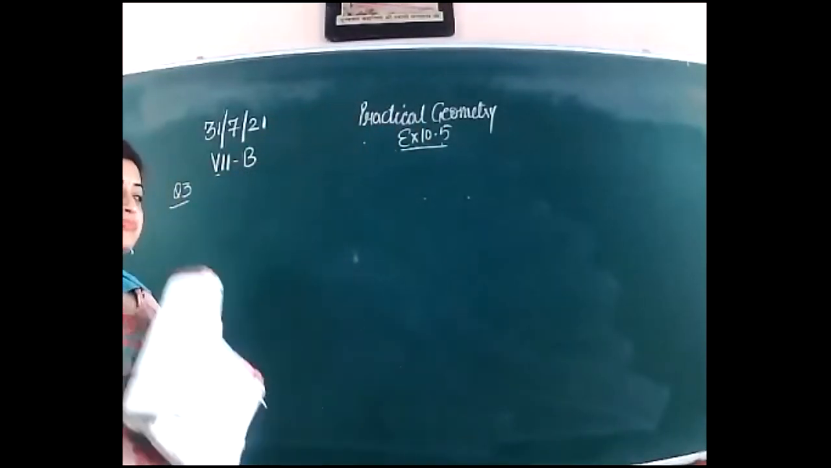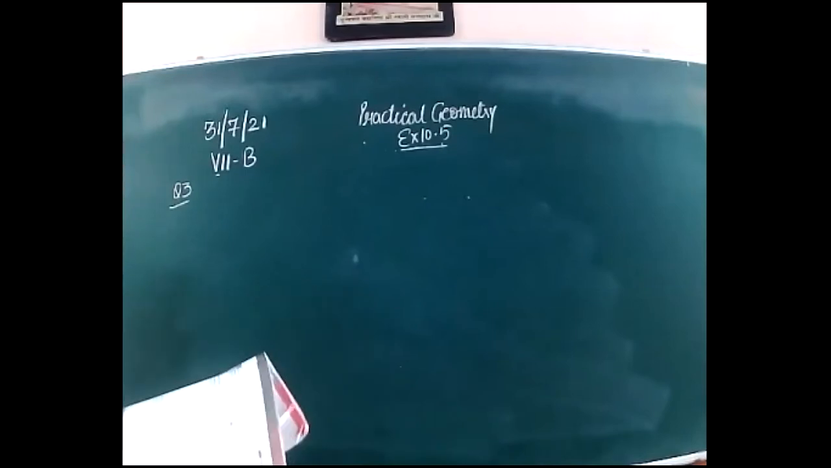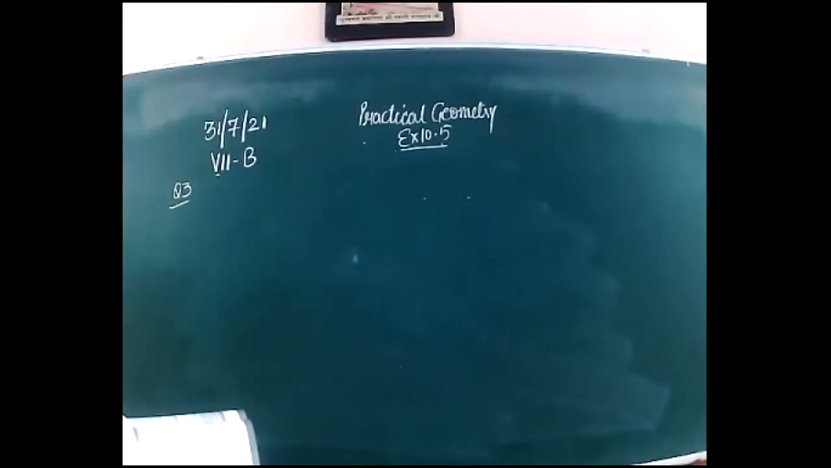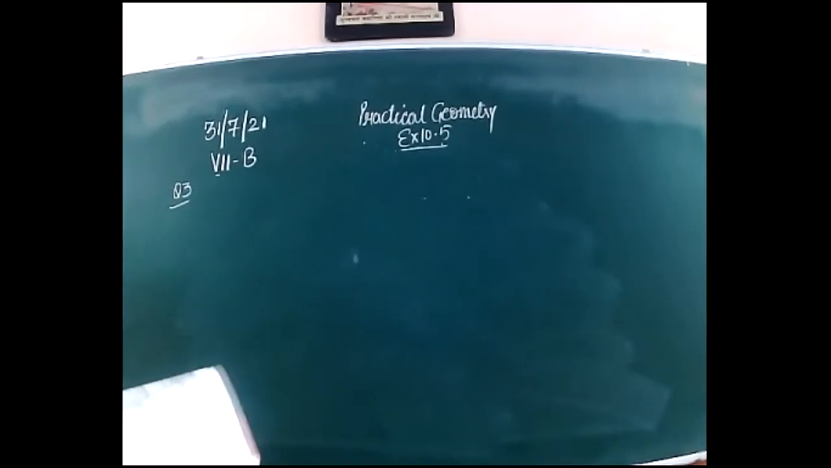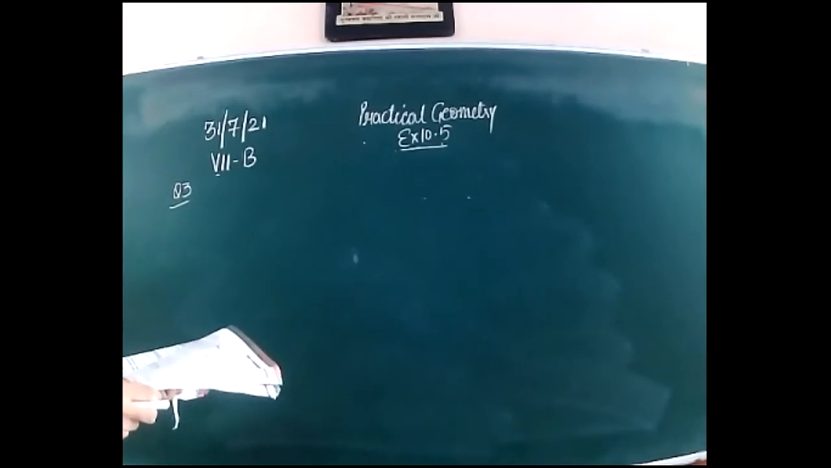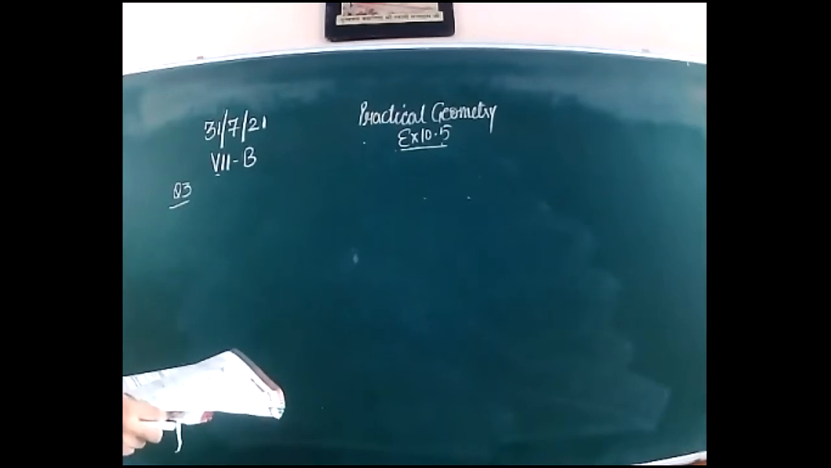Good morning, beta. Let's continue with exercise 10.5. First two questions we had already done. Last third question is pending. Let's start with it. You have given an isosceles right angle triangle.